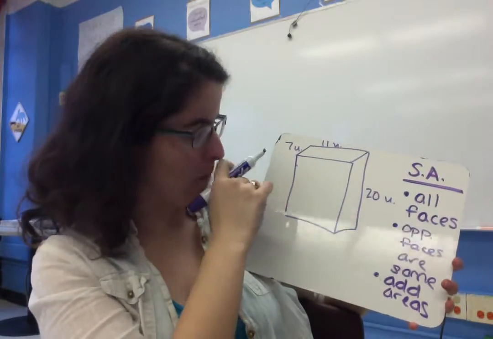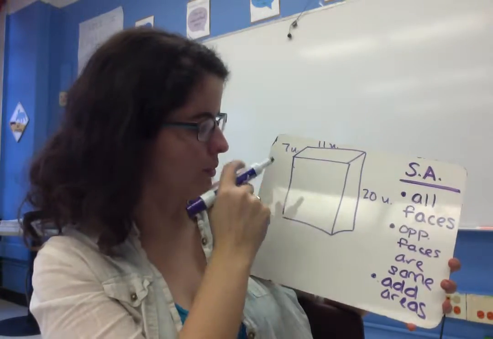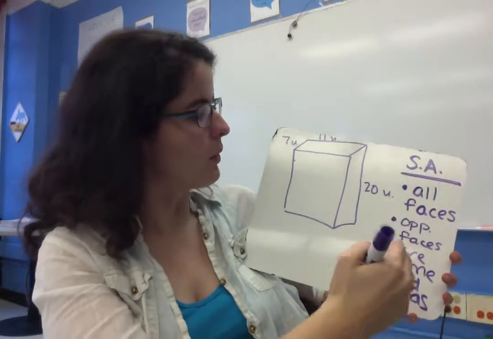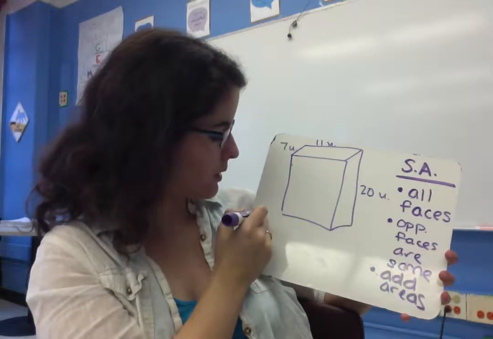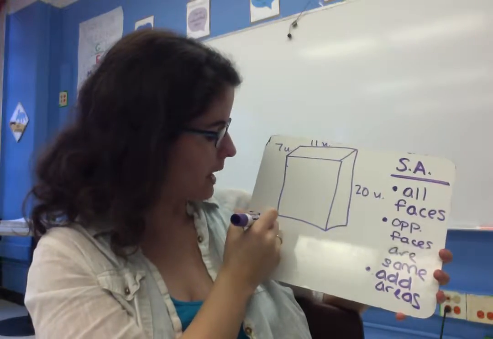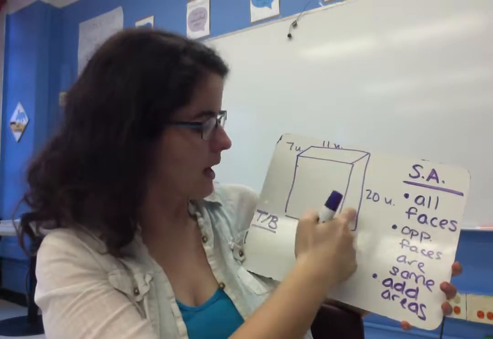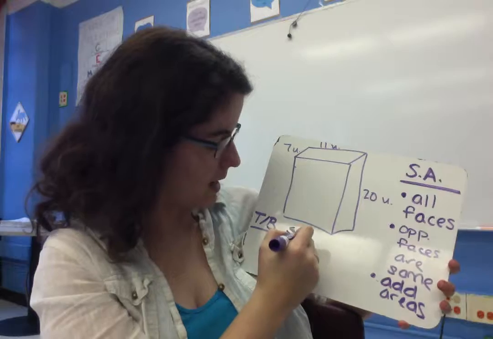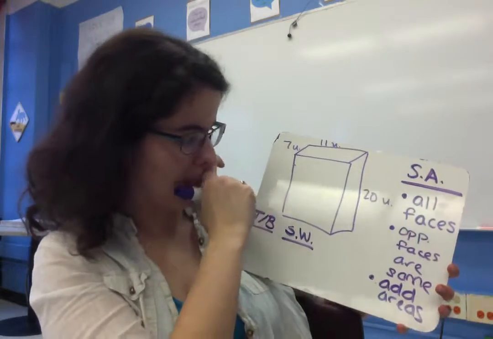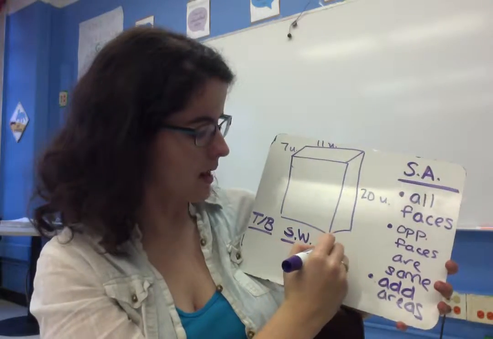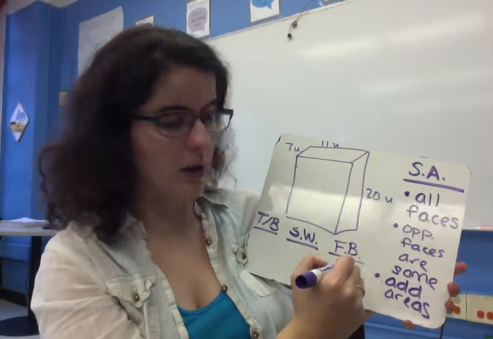So for this one, we would think about three different sets of things. We've got our roof and our floor. So we could say TB for top, bottom, or roof, floor, RF. We've got our two sides. So maybe SW for side walls. And we have our front and our back. So maybe we could say FB for front and the back.